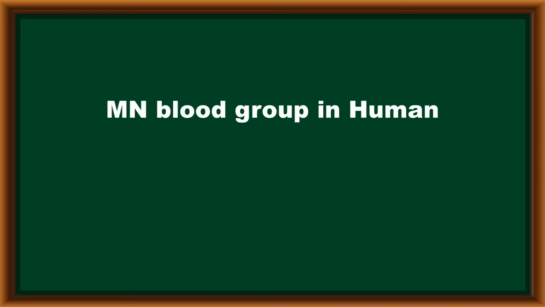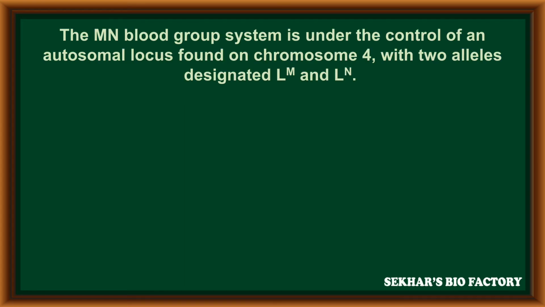The next example is the MN blood group in humans. The MN blood group is a special type of blood group. The MN blood group system is under the control of an autosomal locus found on chromosome 4 with two alleles designated capital LM and capital LN. These alleles control the MN blood group nature.